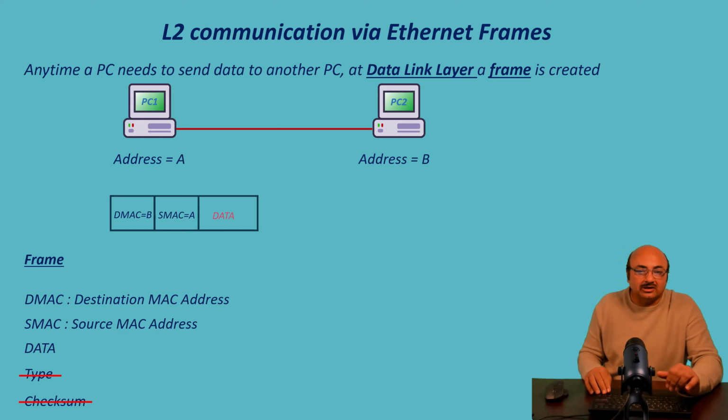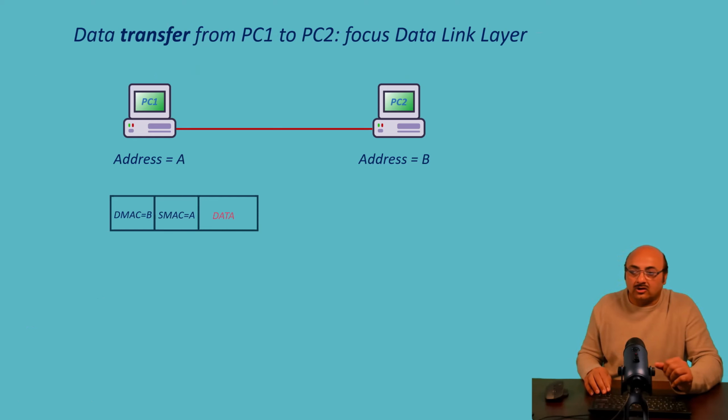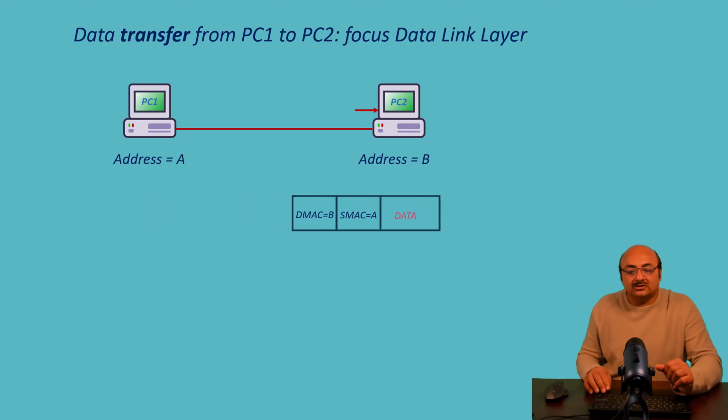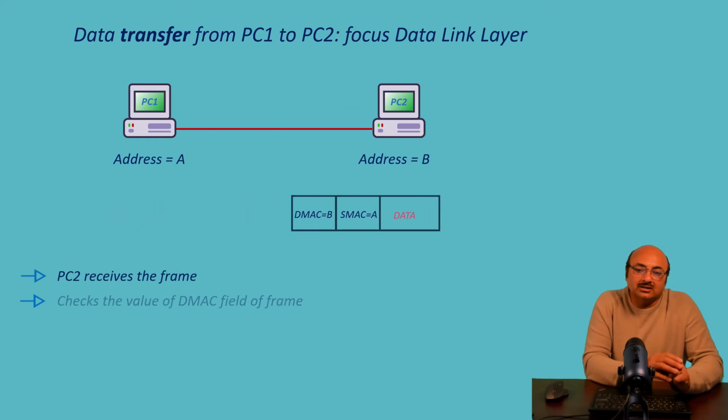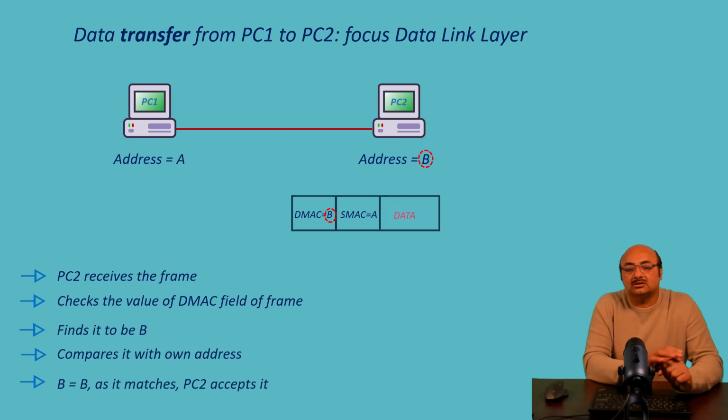Now once the frame is created, PC1 sends it across, PC2 receives it, checks the value of the DMAC, and if it matches its own, it accepts the frame. Now this was the simplified approach of explanation. Now let me go into the layered approach.